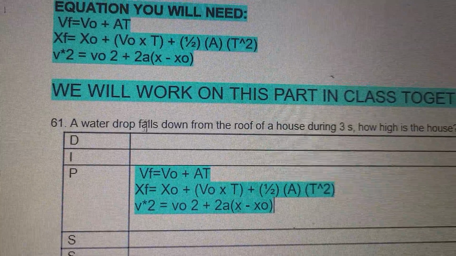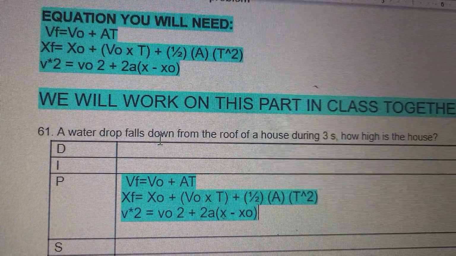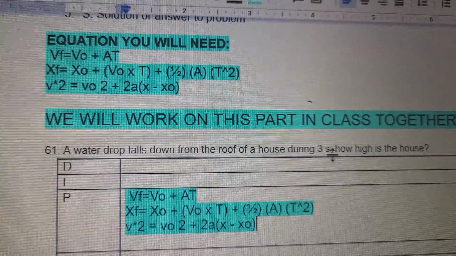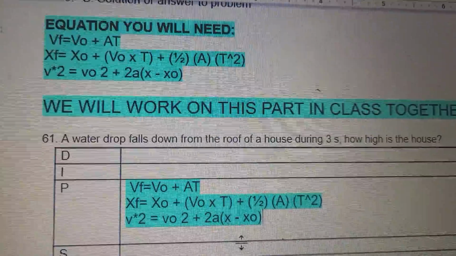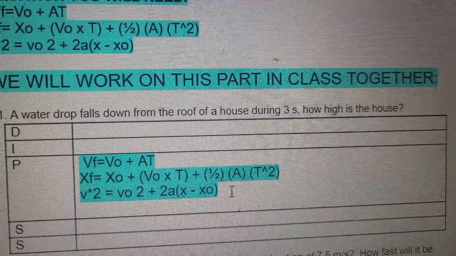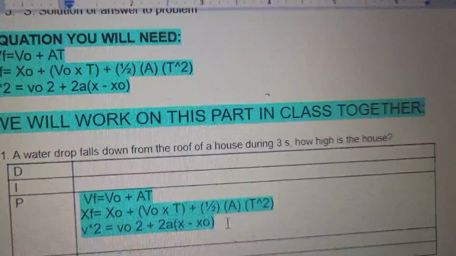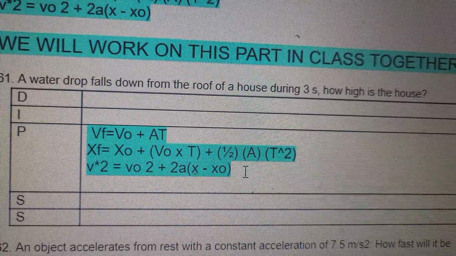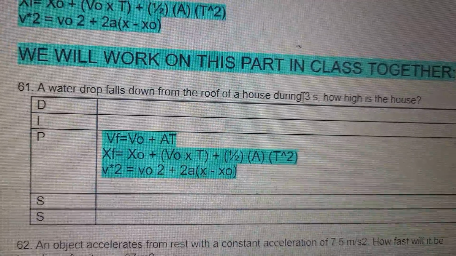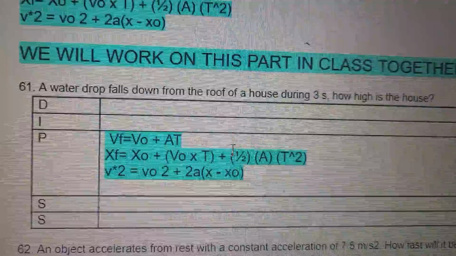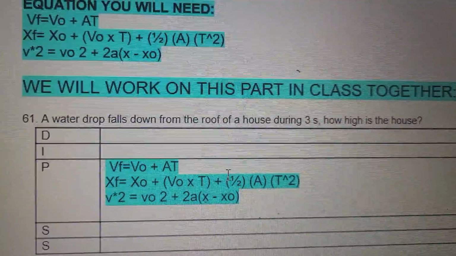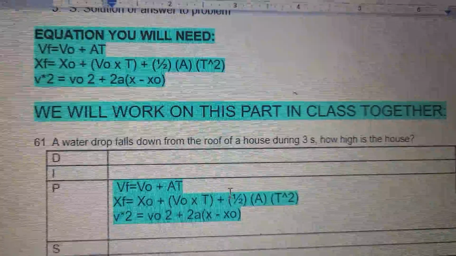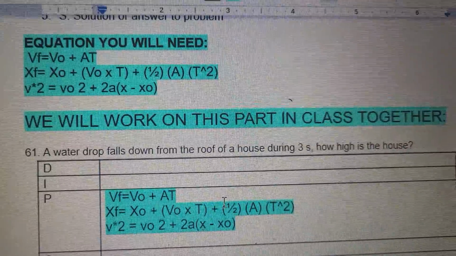A water drop falls down from the roof of a house during 3 seconds. How high is the house? Okay, what are some clues in this question that help me with process of elimination? 3 seconds. All right, what does the 3 seconds have to do with anything? What can I do with that fact? You need to use an equation that uses time. Okay, we need the equation that uses time.